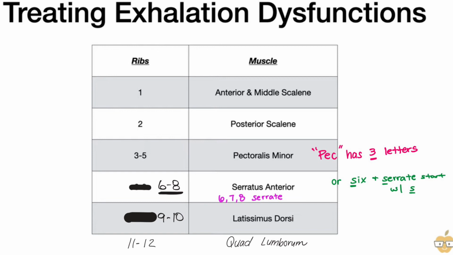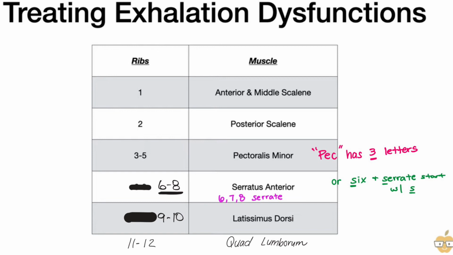So for using the pec minor, which we know we use if our key rib is 3, 4, or 5. Pec has 3 letters in it, so that's how you know if your key rib is 3, 4, or 5, that's associated with using the pec minor. Kind of a weak mnemonic, but maybe it works.